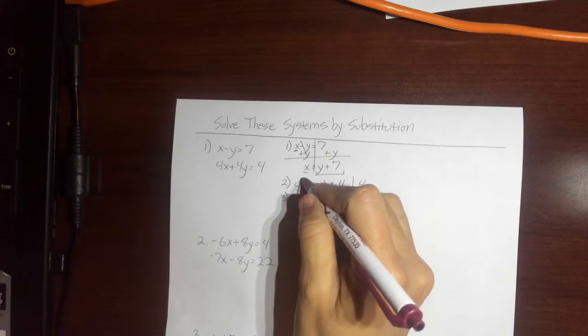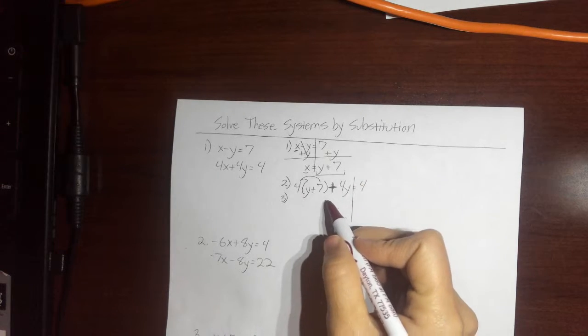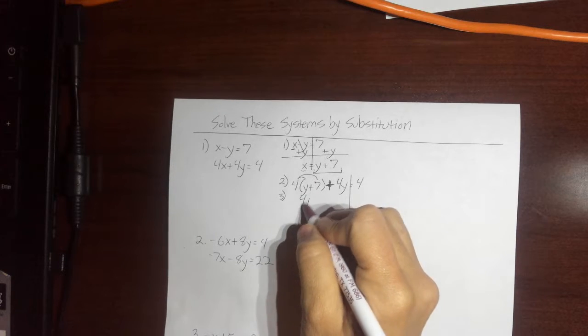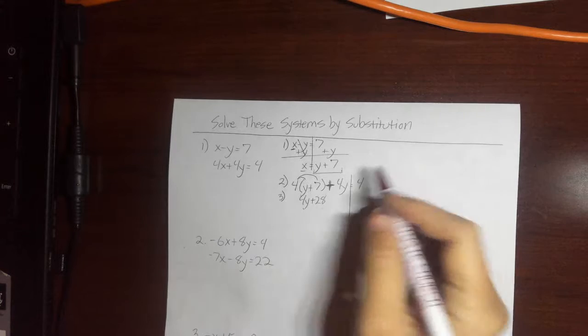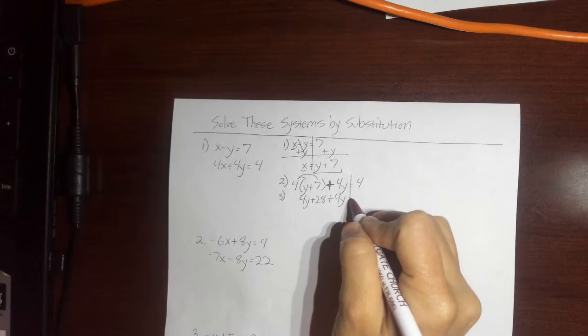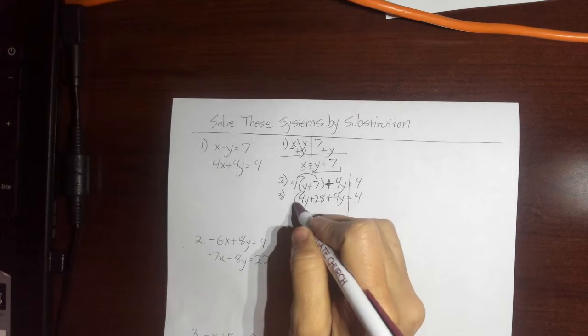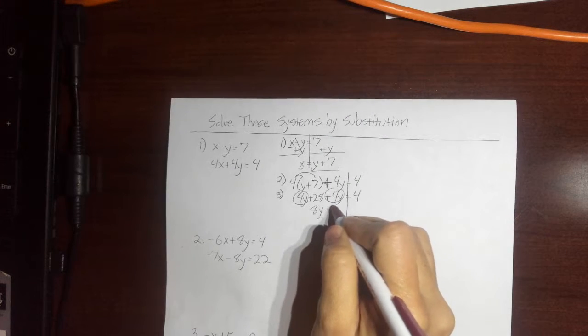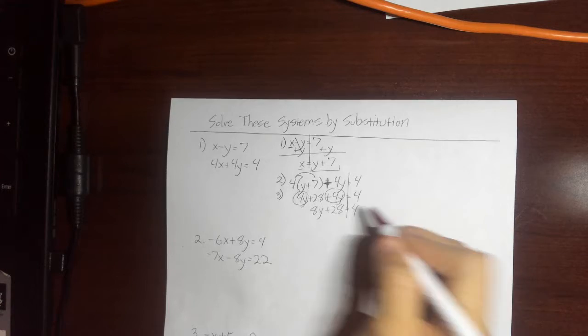Okay, so then next step is I'm going to solve that. So I got to first simplify this side. So I got to distribute and combine my terms, all that good stuff. 4 times y is 4y, 4 times 7 is 28. And then I bring down the 4y, rewrite this. I can combine my 4y's. It's going to give me 8y plus 28 equals 4.